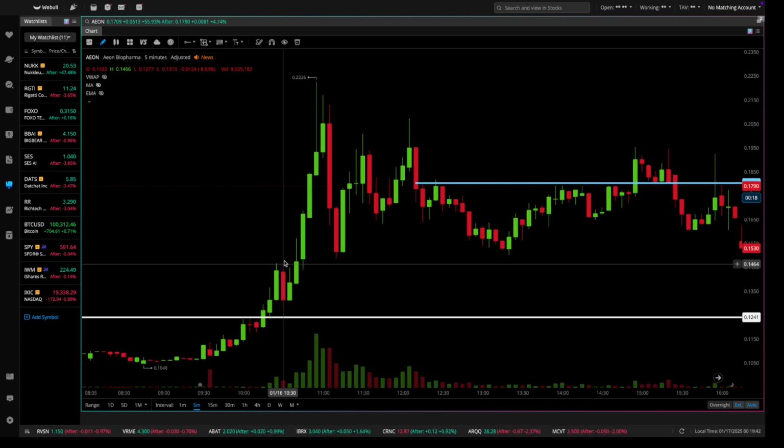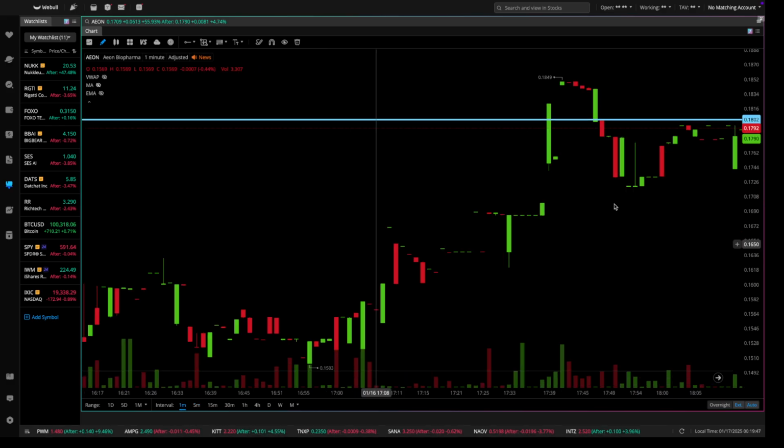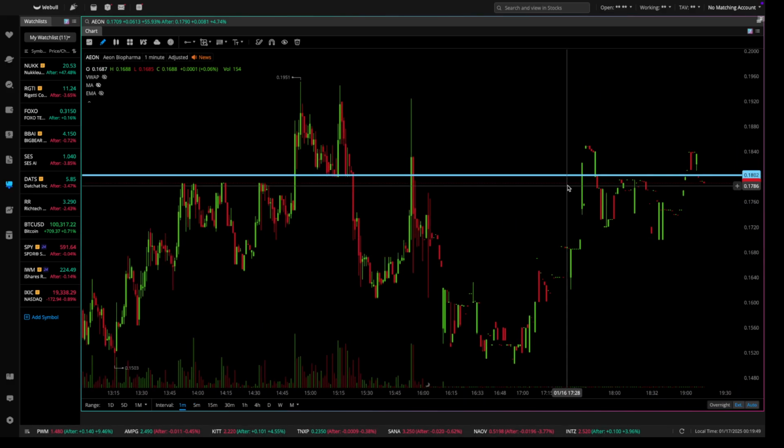Breaks out, holds, retest on the red candle, gone. That's the opening range breakout. Now let's look at the 1 minute chart and how we could have traded this if you were playing momentum.